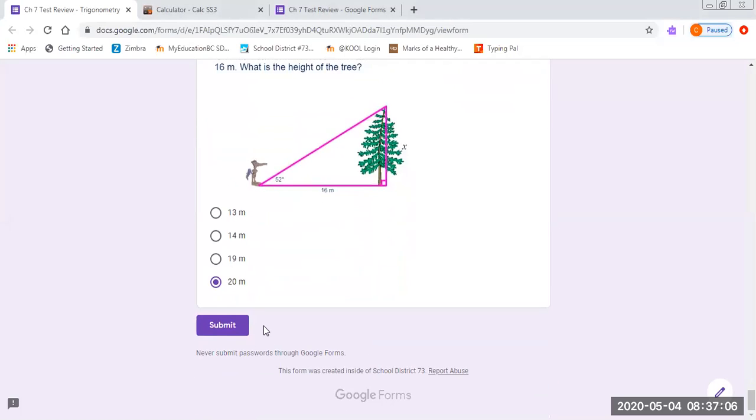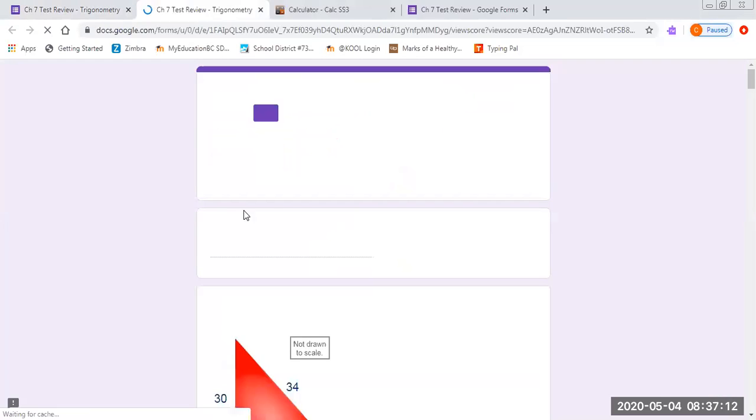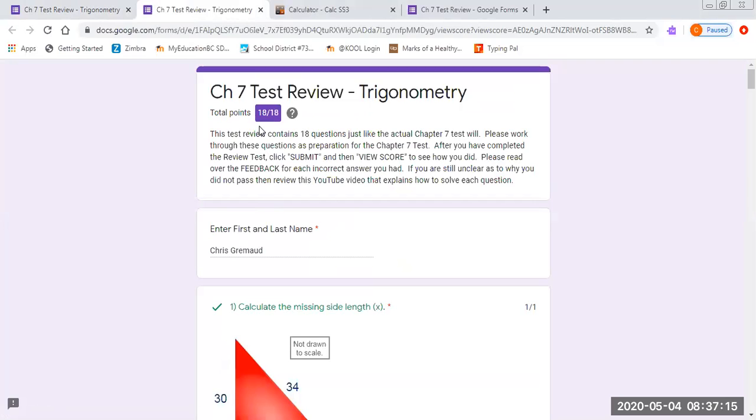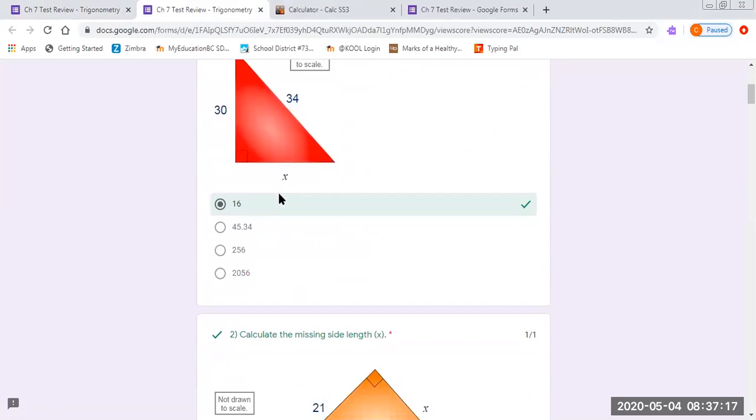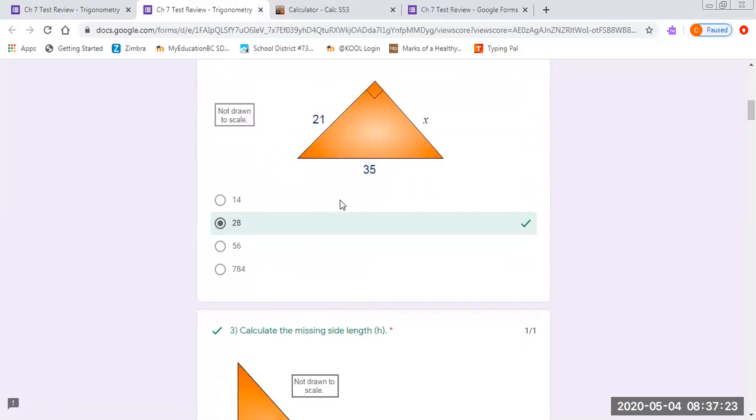So what you would do after you finished all 18 questions is click submit. And then if you click on view score here, it will show you what your score is. In my case, wow, I got 18 out of 18. But if you had gotten a wrong question down here, it will also give you some feedback, letting you know how you would have gotten the correct answer.